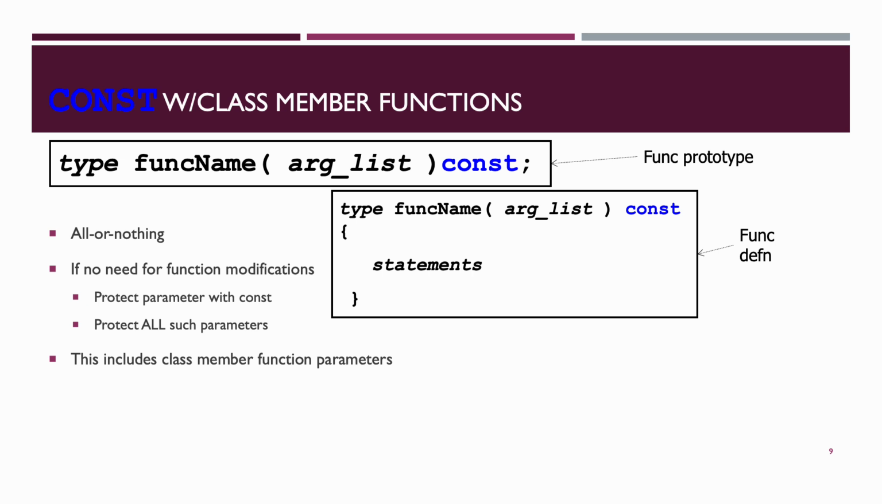So when should a function be constant? If there is no need for function modifications, you should declare the function as constant. This is particularly important for accessor functions, which are meant to retrieve the information from the object without altering its internal state.